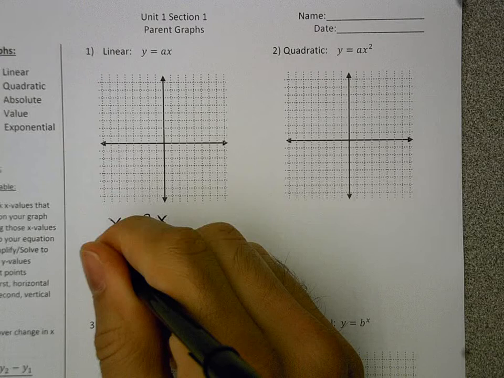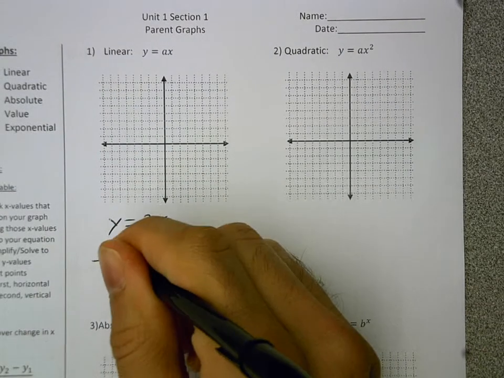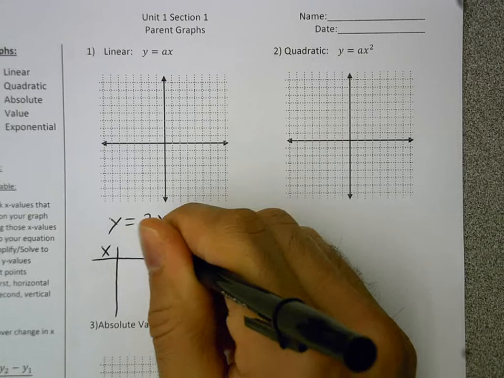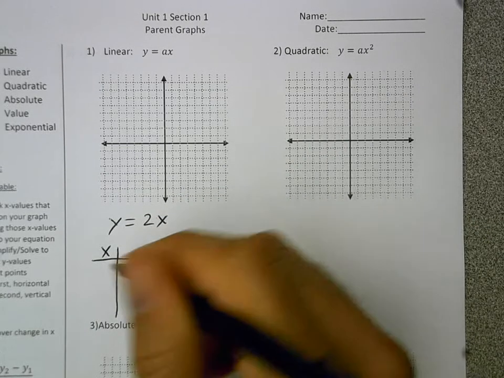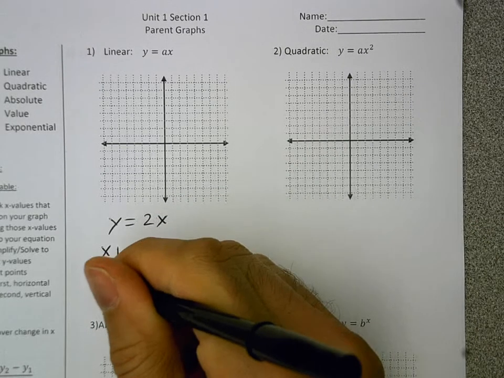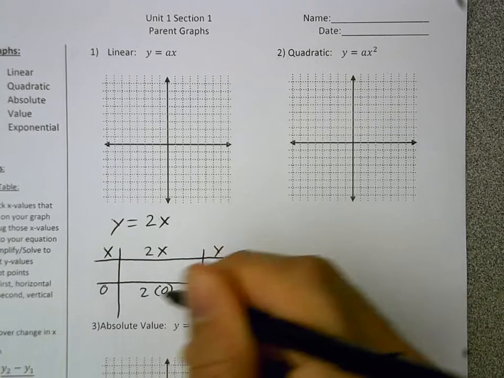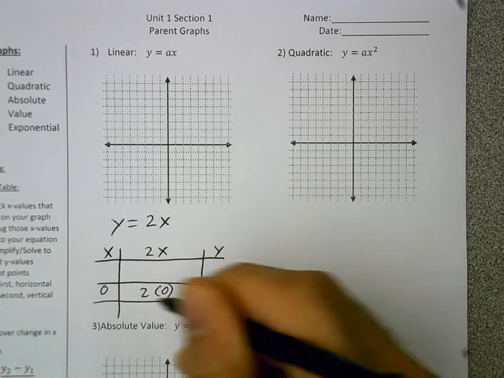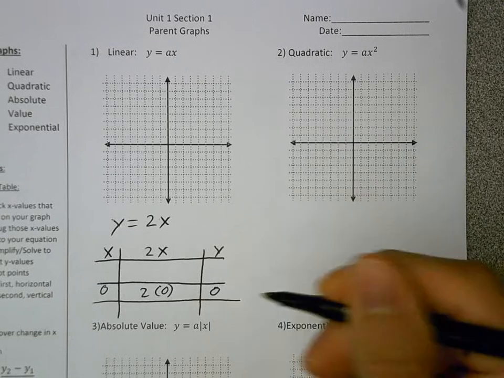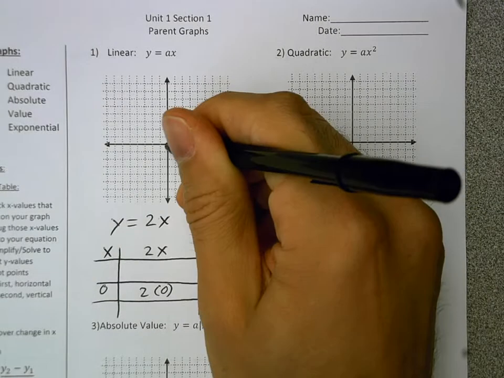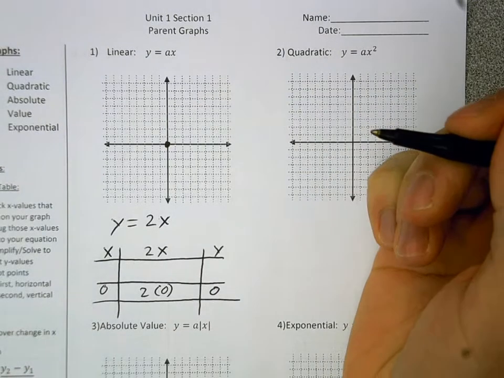So if we were to do that, I'm actually going to make an H chart to give myself some room to work here. So if I plug in the number 0 for x, 2 times 0 is 0. And there I have my first point on my graph, 0, 0. Does that make sense to everybody?